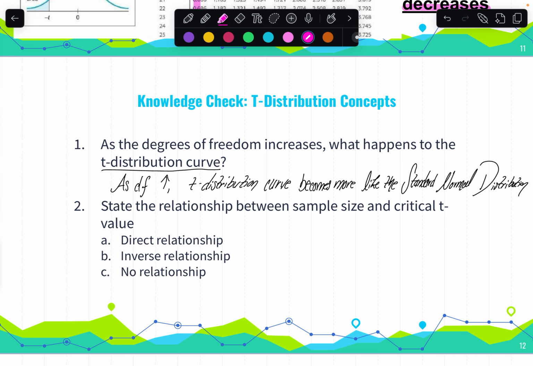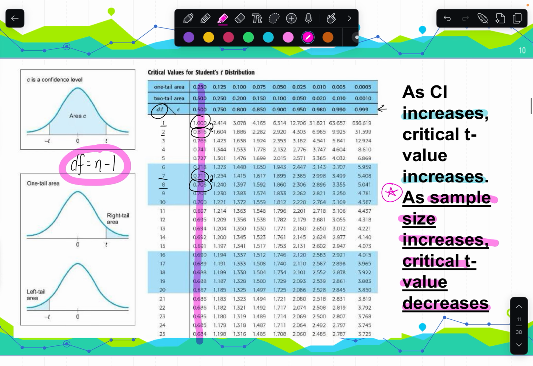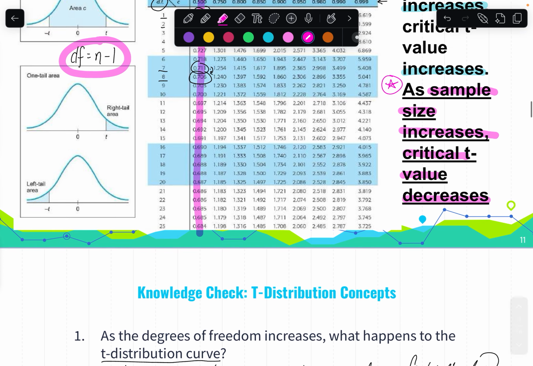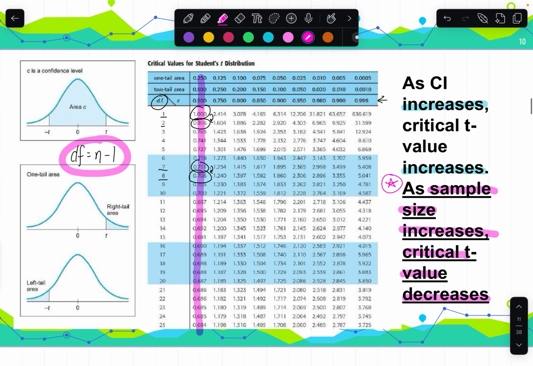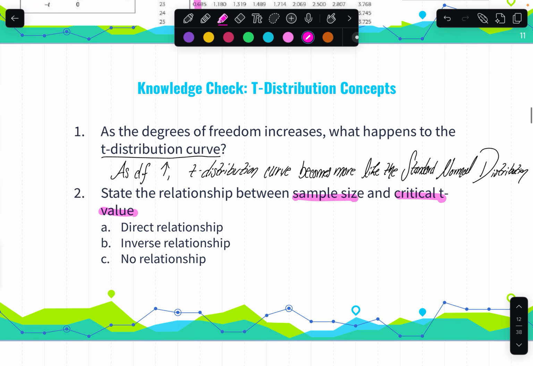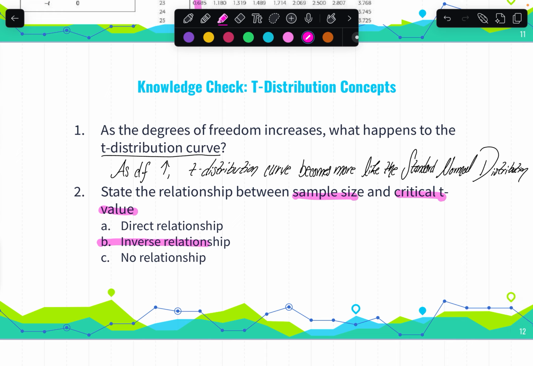The next one: state the relationship between the sample size and the critical t-value. As the sample size increases, like we have highlighted here in pink, the critical t-value decreases. Those aren't going in the same direction. One's going up and the other one's going down. This is an inverse relationship. In other words, as your sample size increases, the critical t-value decreases, and vice versa.